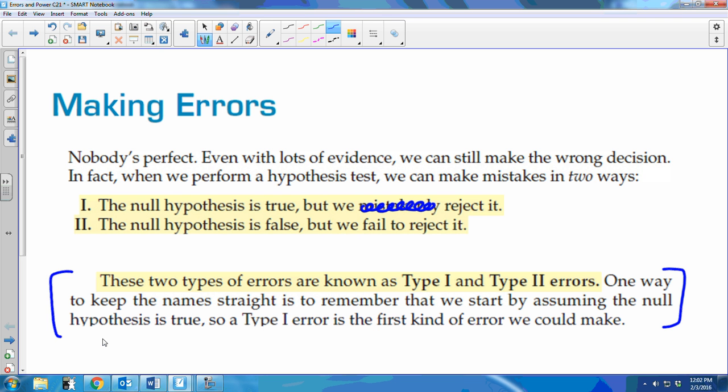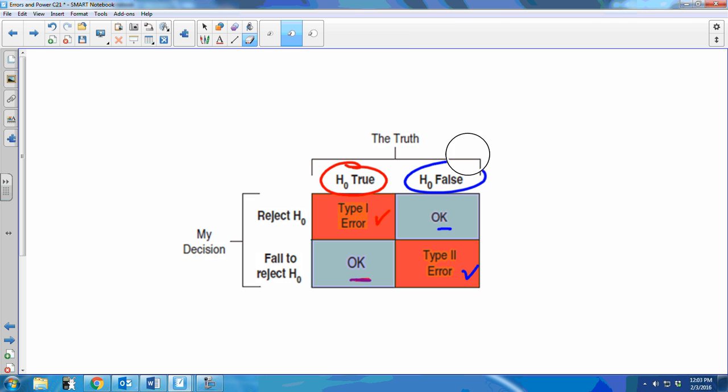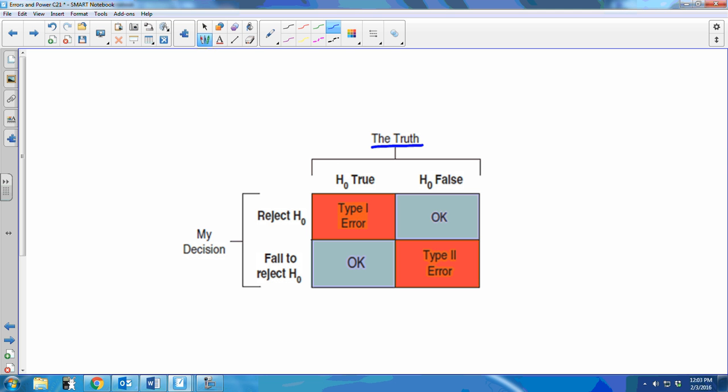Okay? Now, some people like to do this written out. Some people like to look at it in table form. I am in the camp that likes to see it written out, but you might be in the camp that likes to see it in table form, so I'll show you in table form what's happening. If you make a nice little table, it's almost like a nice little Punnett square. You have the truth, and you have your decision. Okay? So, if the truth is that the null hypothesis is true, and you reject that null hypothesis, but it's really true, you've made a type 1 error.